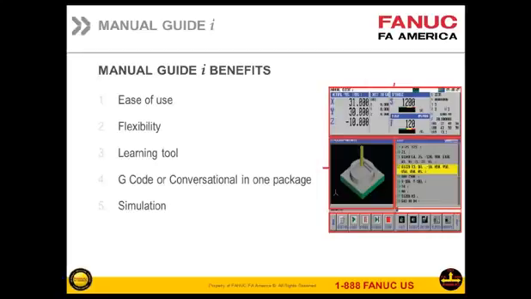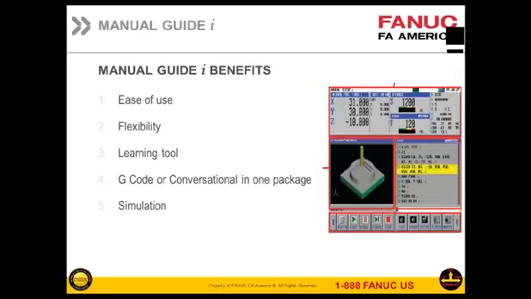Also, Manual Guide I is a learning tool. As you make programs and produce all these G codes, when you're in the edit mode and you scroll down through a particular program and put the cursor over a certain spot, it will give you an explanation of what that G code or M code is. So that's very good for your operators or your programmers that might not necessarily know what all these G codes are. It'll give them an explanation of that.